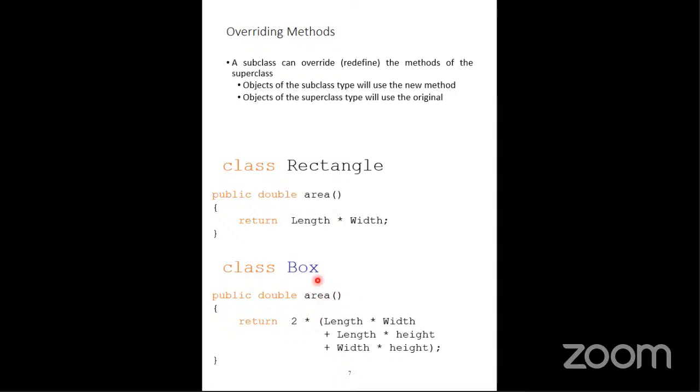But because it is an object of the subclass B1, and because B1 is a box object, this area method is called. Fine. So whenever a method is overridden, and you use an object of the subclass to invoke the method, the subclass version will be called. If you use an object of the superclass to call the method, then the superclass or the original version of the method will be called.